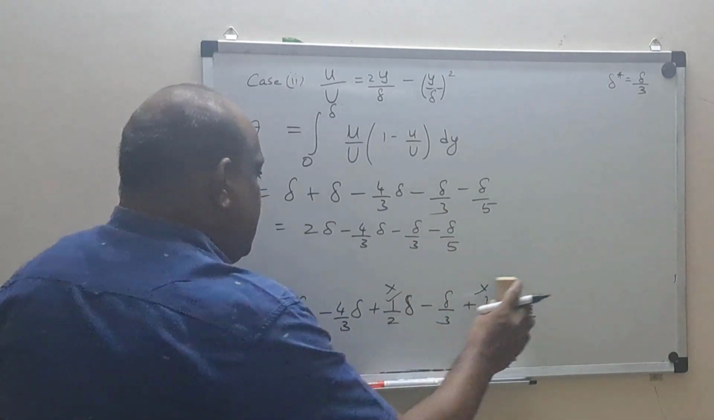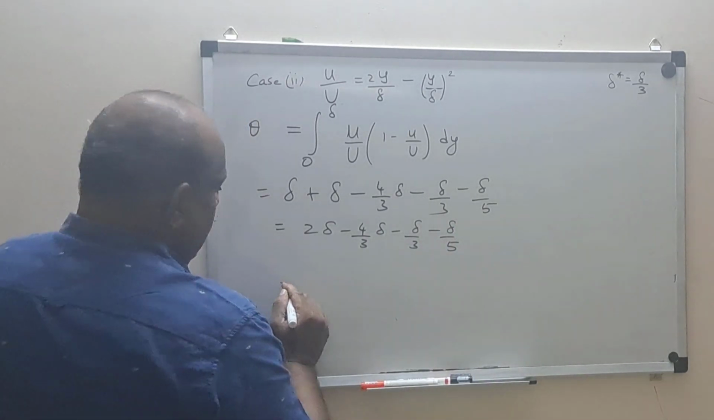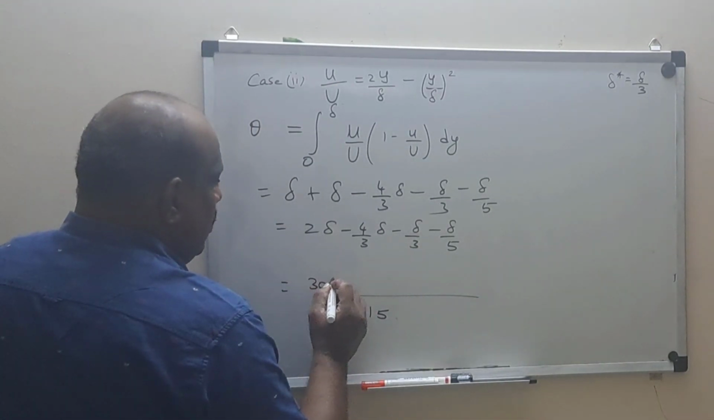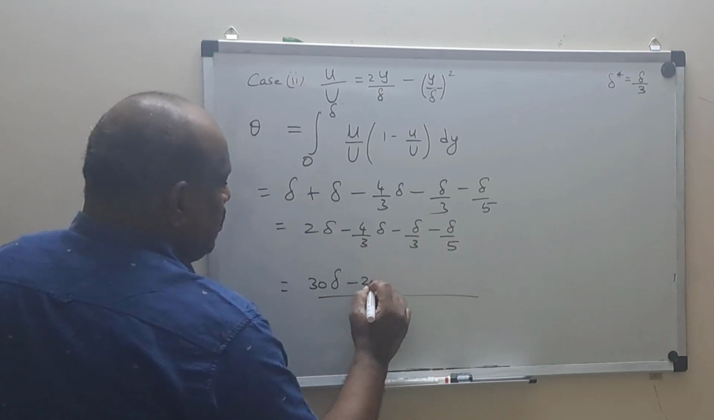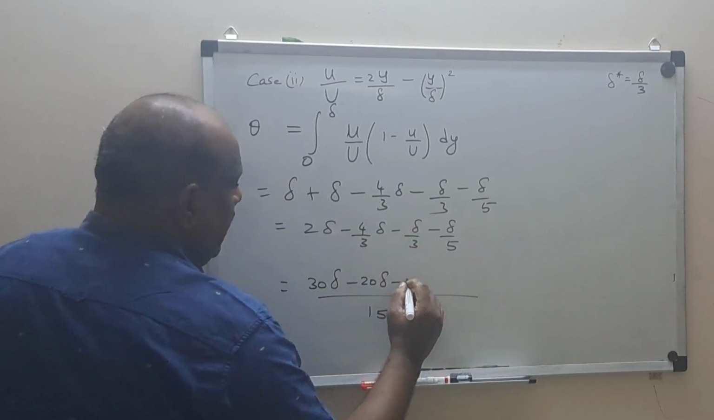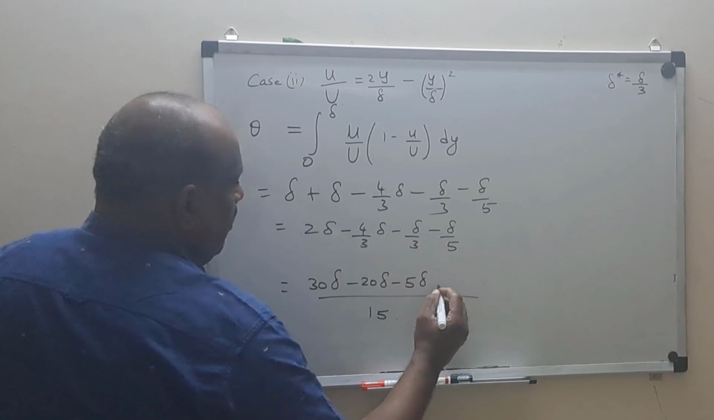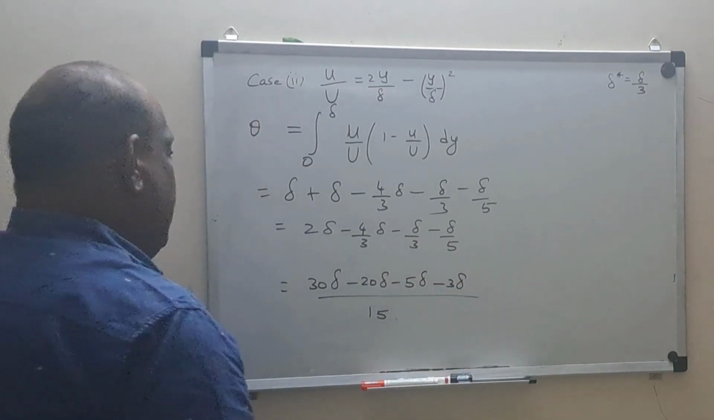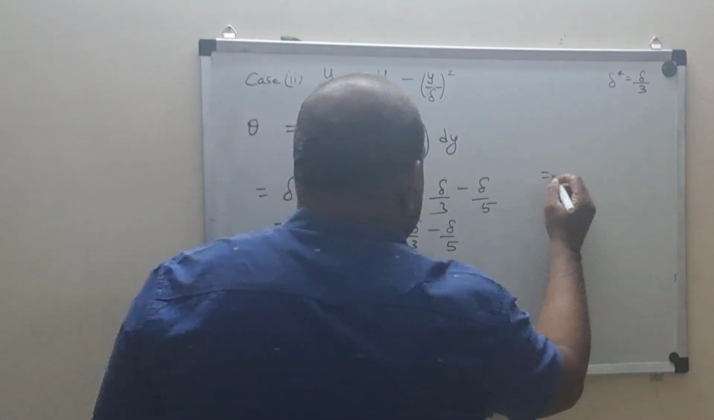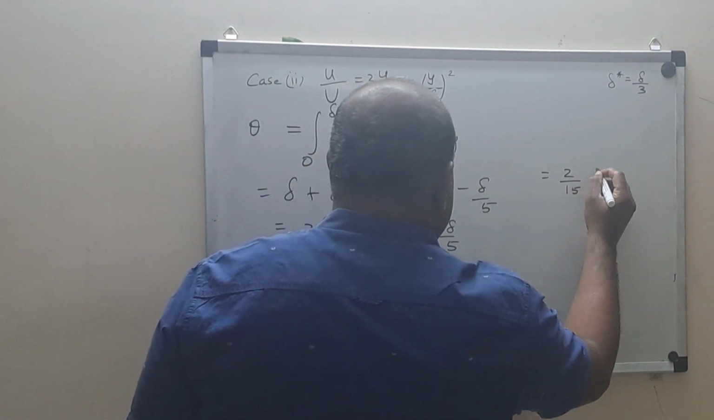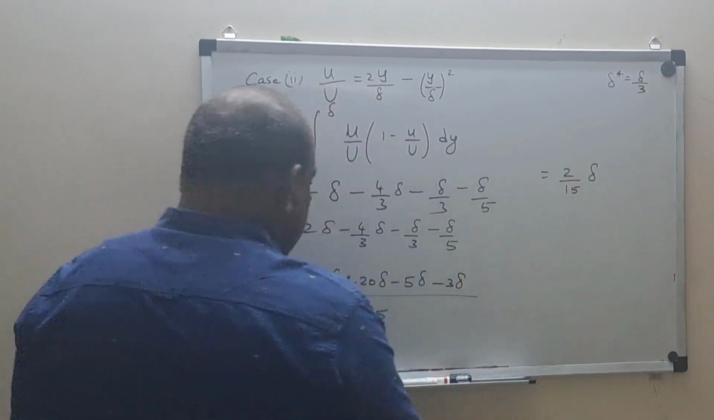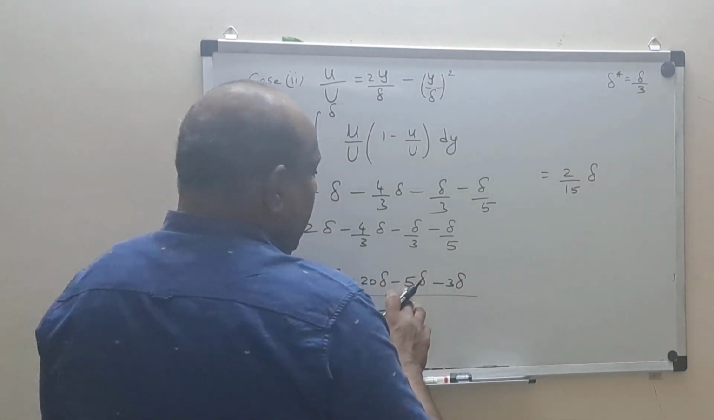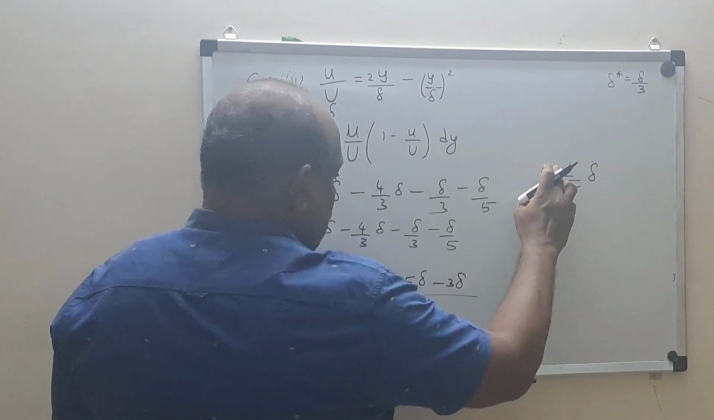So we can take the LCM as what? 15 now. 15 means 30 delta, 15 into 2. It is 5 into 4, minus 20 delta. It is 5 delta, minus 3 delta. So it will become what? It will become 2 by 15 of delta. 30 minus 20 means 10, 10 minus 5 is 5, 5 minus 3 is what? 2. So 2 by 15 delta.